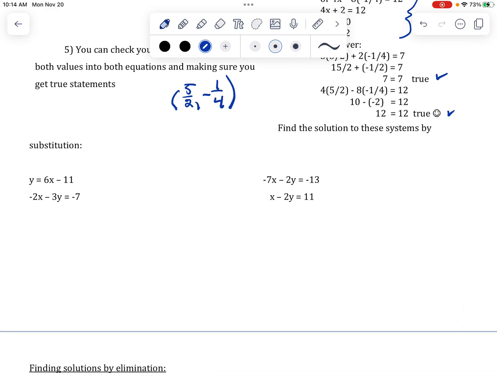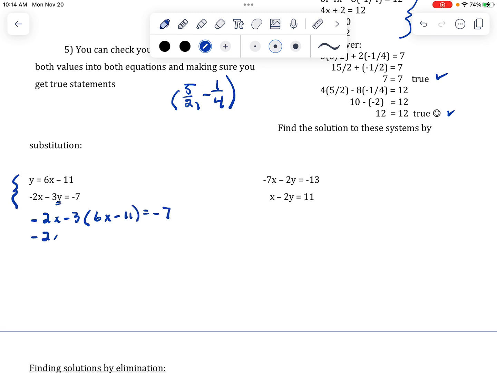All right, let's try one of these. Or you can turn the video off, try one, and then come back on and check your answers. So notice in my system here, y is already solved for. So I'm just going to take my second equation and I am going to replace y with 6x - 11.